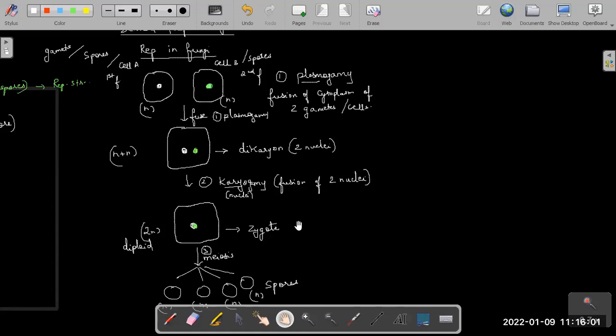Okay, so if you've understood reproduction in fungi, I will first tell you about classification now. And classification is very important for NEET. Make a note and tell me once you have finished. Done, ma'am.